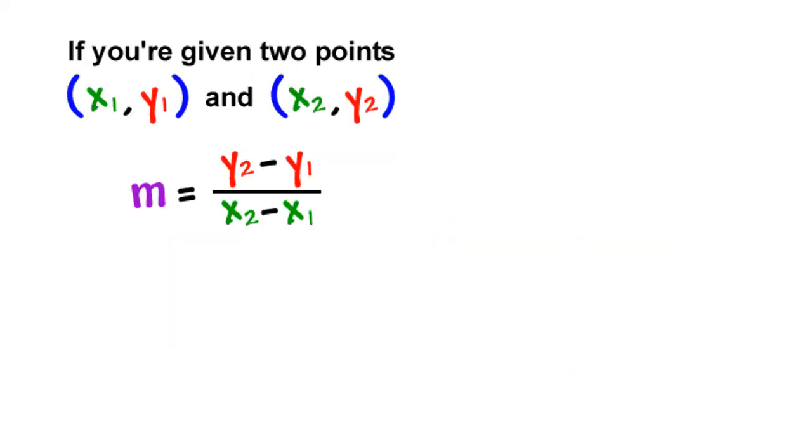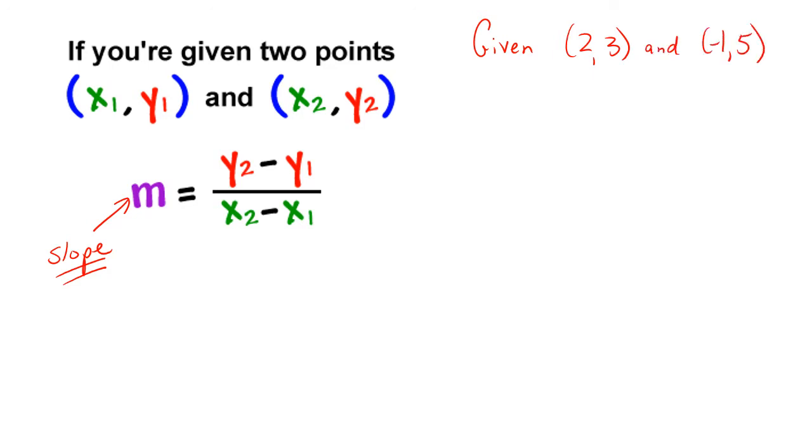Now, here is the formula that we will use to calculate the slope between any 2 points. Notice the letter m here is used in place of slope, and that's pretty much universal in all math courses. Let's say you are given 2 ordered pairs, (2, 3) and (-1, 5), and you're told that those 2 points make a line. What is the slope of the line connecting those 2 points?